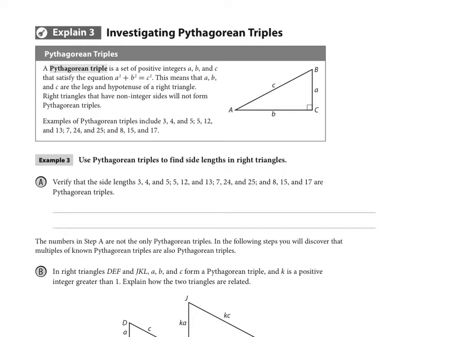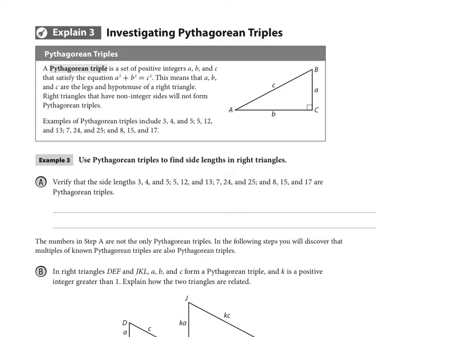Okay everyone, welcome to video 13.3-B, and in this video we're going to be talking about Pythagorean triples. As you can see here, the definition at the top that's given to you is that a Pythagorean triple is a set of positive integers a, b, and c that satisfy the equation a squared plus b squared equals c squared, or the Pythagorean theorem.